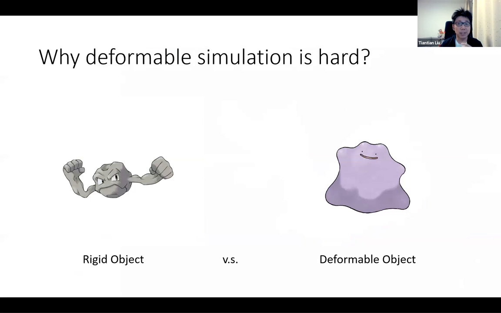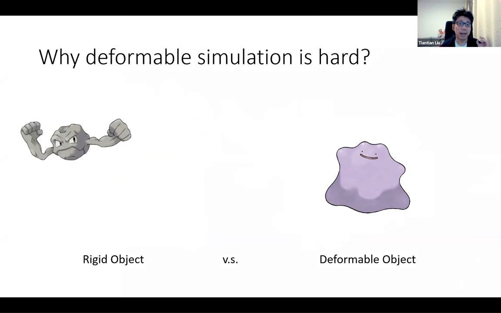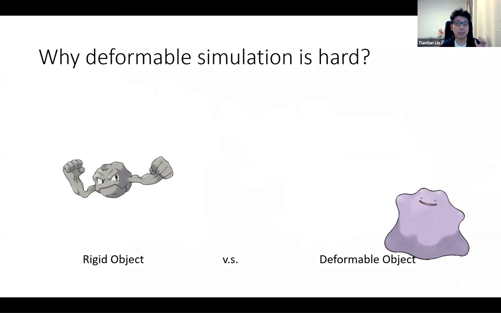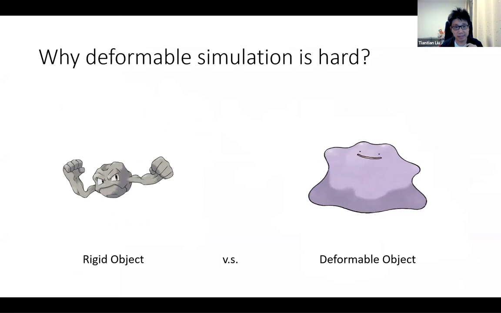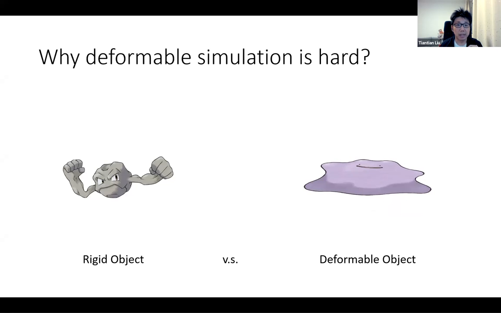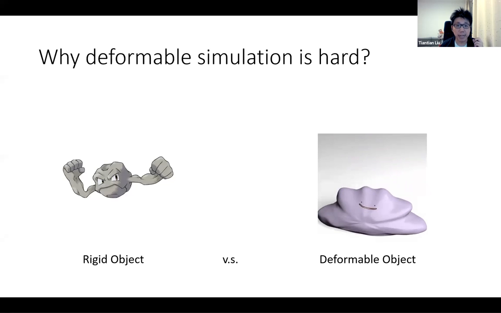Simulating a deformable object is hard because, unlike a rigid body, which can only translate and rotate, a deformable body has many more degrees of freedom, where every vertex here can move freely in space, making the entire object deformable.